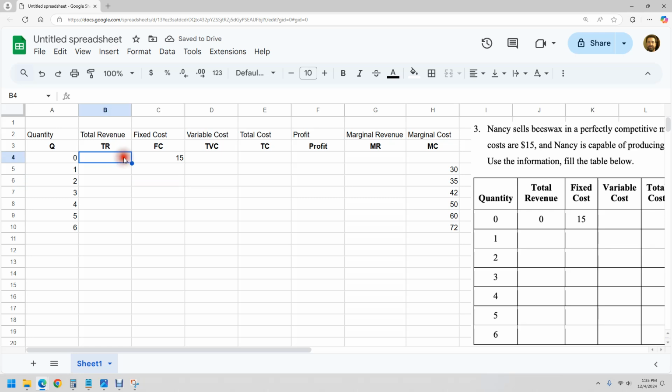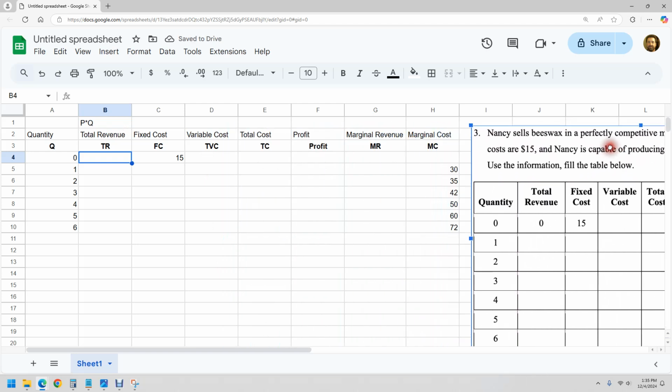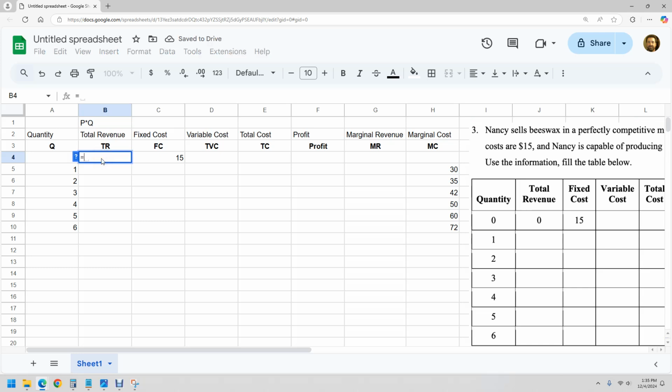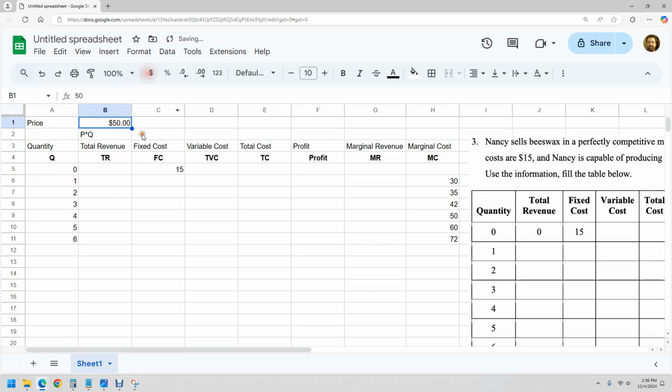Okay, so total revenue. This is a formula. I like to write the formula up there for you. It would be price times quantity. So we are told that she sells everything for $50 a pound. So it is going to be 50 times the quantity. Now, just in case you wanted to, let's do this a little differently. Let's say that the price equals $50. Put another row above there. We'll say that price is 50, and I want to make that a $50.